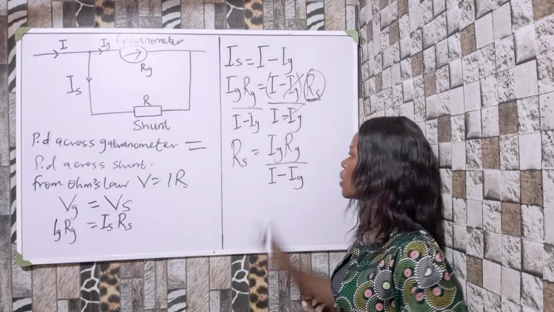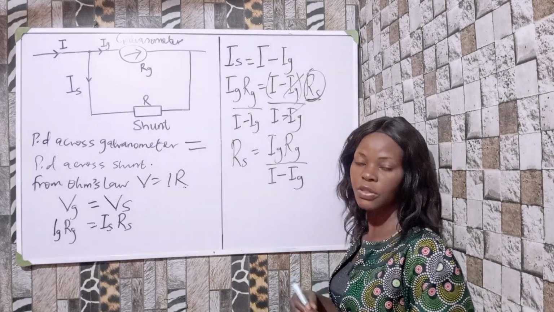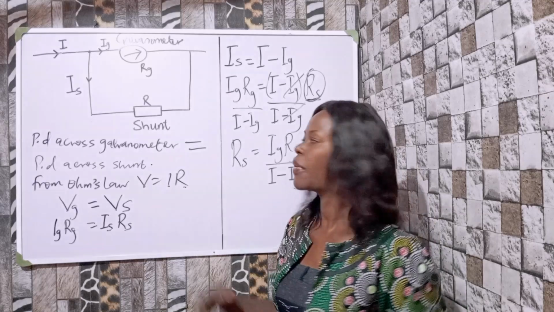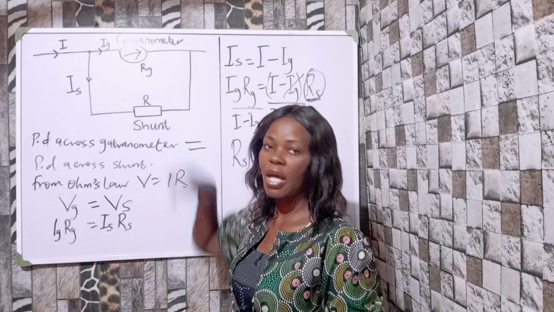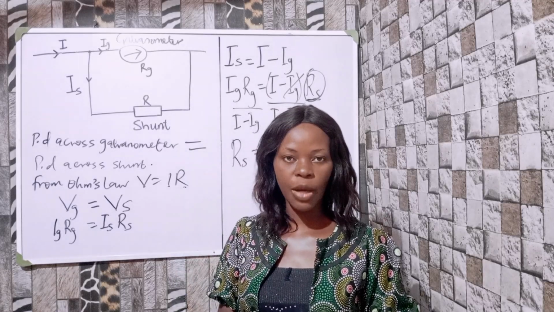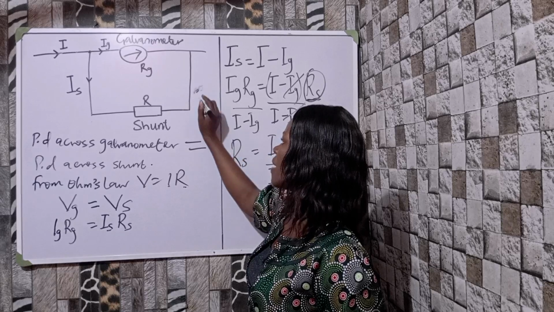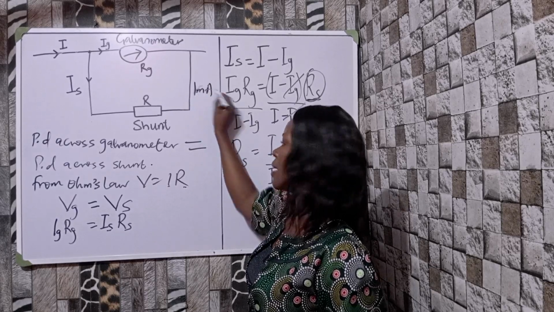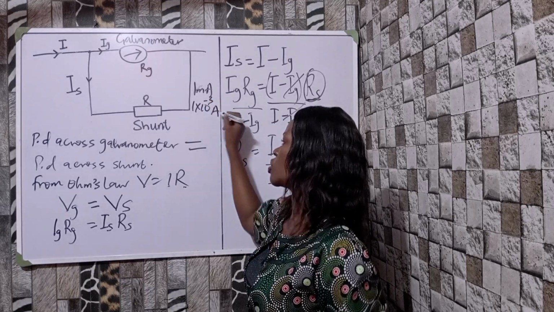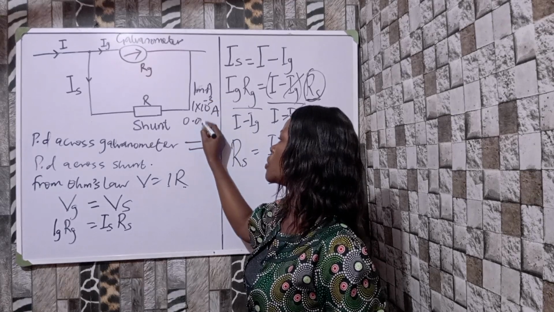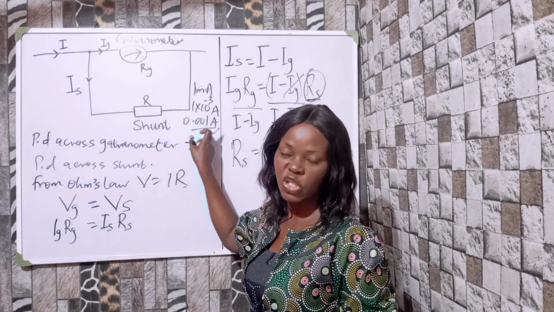Is that okay? So let's see how we can use this illustration now to solve for the resistance of the shunt. That is the only way we can make this galvanometer that is measured in milliamperes to start measuring what? In amperes. Is that okay? And remember that 1 milliampere is the same thing as saying 1 times 10 raised to power minus 3 amperes, or I can say 0.001 amperes. So this is how a galvanometer measures current.